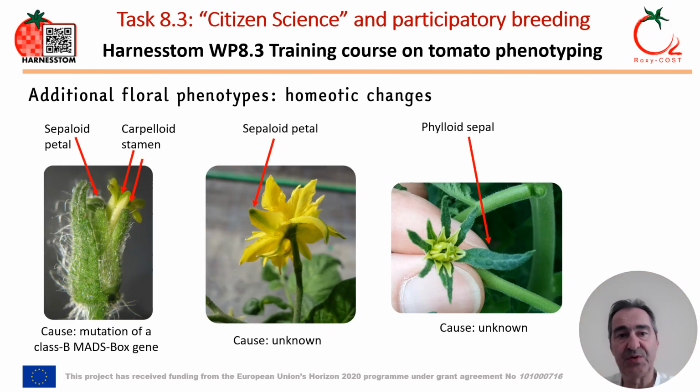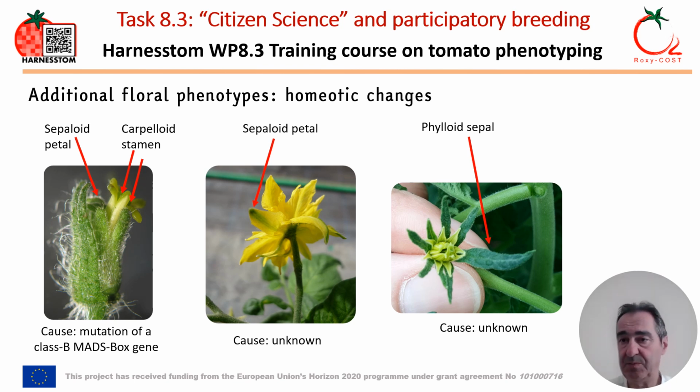Additional flower variant phenotypes may be detected depending on known or unknown gene mutations. Frequent variants are those imposed by homeotic mutations that affect the identity of floral organs. Mutations in the so-called class B MADS-box genes that encode for floral organ identity transcription factors cause the change of identity of petals into sepals and of stamens into carpels, as you see in the picture on the left. This gives rise to a male sterile individual.